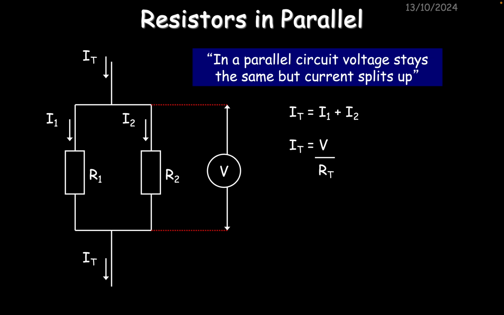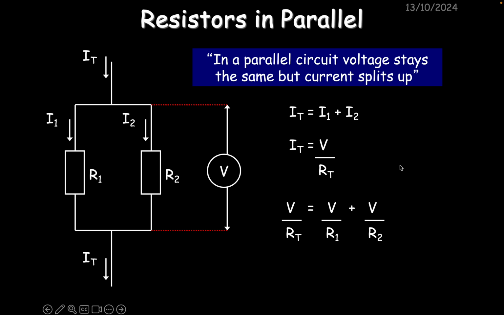And then you know the total current must also be the total voltage, which is the same for both of them, divided by the total resistance, which we want to determine. So we can say that V over RT is the total current. We can then do V over R1 for the first component and V over R2 for the second component. And look what you have. You've got V over RT equals V over R1 plus V over R2. Guess what? The V's cancel out.